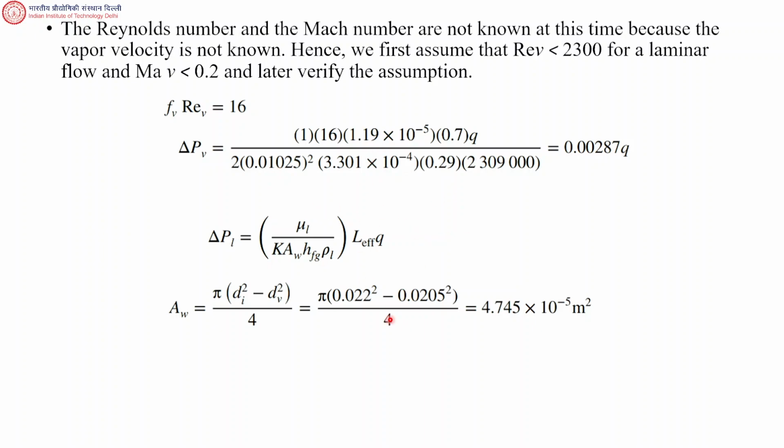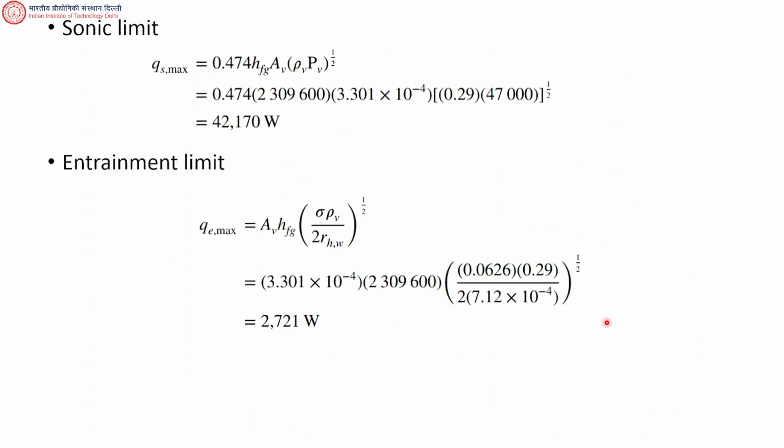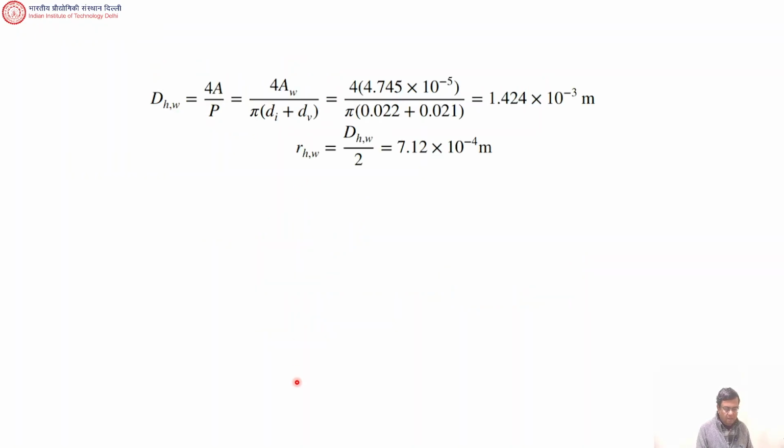These are some calculations which we already discussed. So we get a delta P liquid, right? Delta P liquid was in terms of the heat transfer. If you change the heat transfer, delta P of the liquid will also change. This is delta P normal. And then you calculate things which the problem has asked you to do. So there is sonic limit, there is entrainment limit, all these calculations.